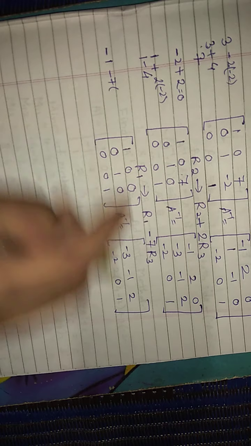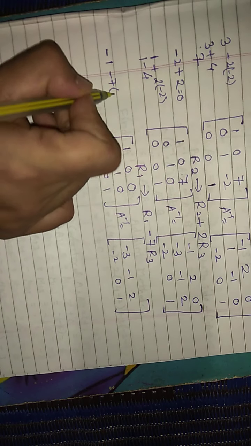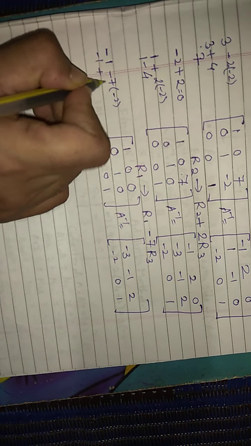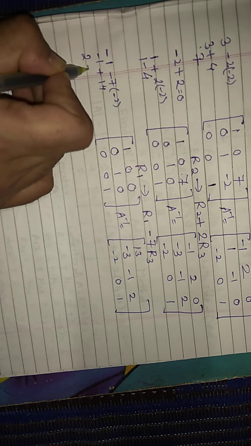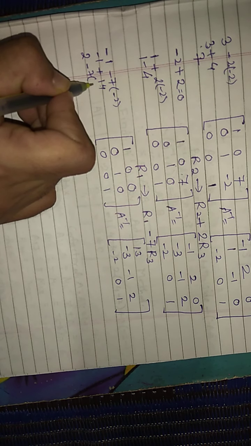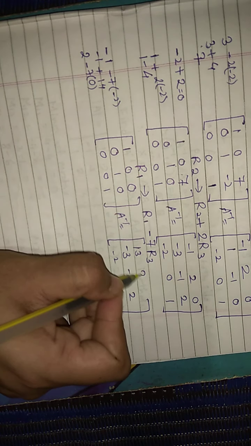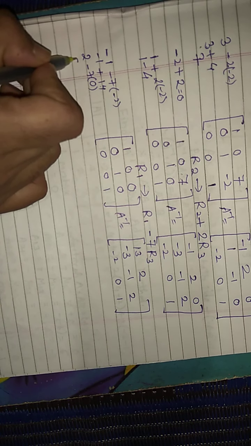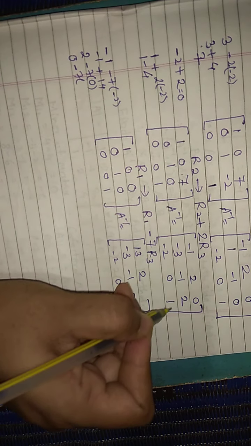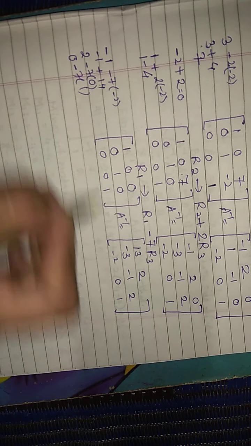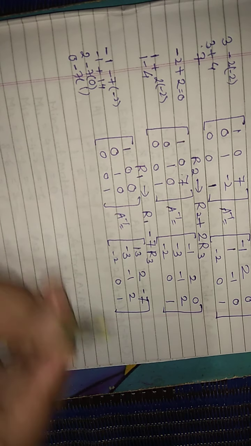Minus 7 into R3 number is minus 2. So minus 1 minus minus becomes plus, 7 to the 14. Minus 1 plus 14 is equal to 13. Next number is 2 minus 7 into R3 number, which is 0. So 2 minus 0, 2 only. The third number is 0 minus 7 into last number, which is 1. So minus 7 into 1 is equal to minus 7.